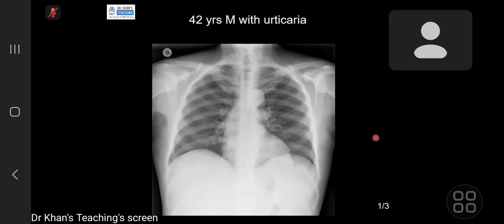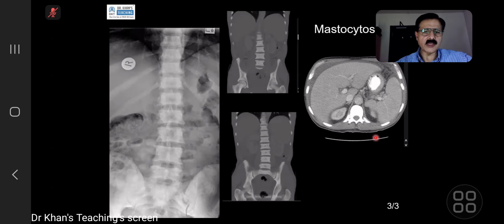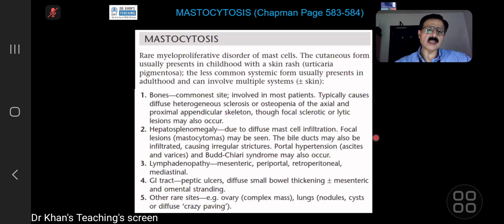I'm thinking about disease such as mastocytosis or lymphoma. Excellent. Well done. Okay. Now, something about mastocytosis. What is mastocytosis? Mastocytosis is a rare, and this is from your Chapman, rare myeloproliferative disorder of mast cells.